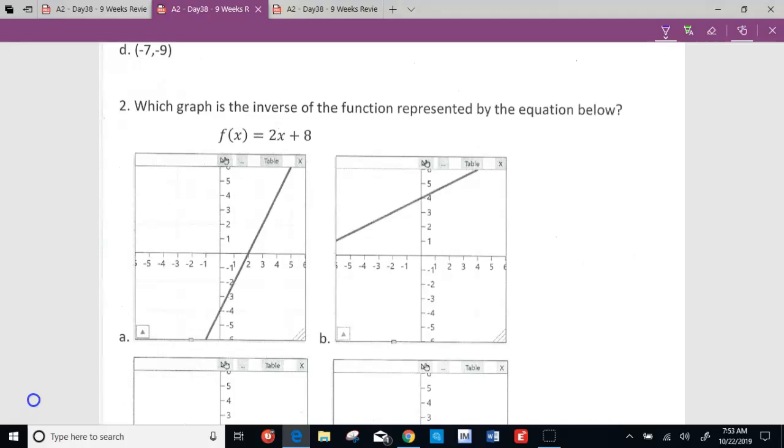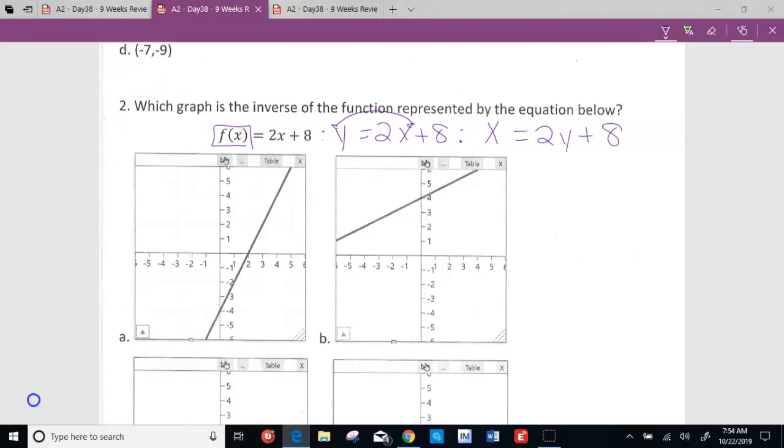Same idea here. Which graph is the inverse of the function represented by the equation below? So first thing I'm going to do is substitute the f of x notation and make it a y, so that now I can easily create the inverse. If I switch the x and the y values, so these two switch places, I will then end up with the equation that says x equals 2y plus 8.